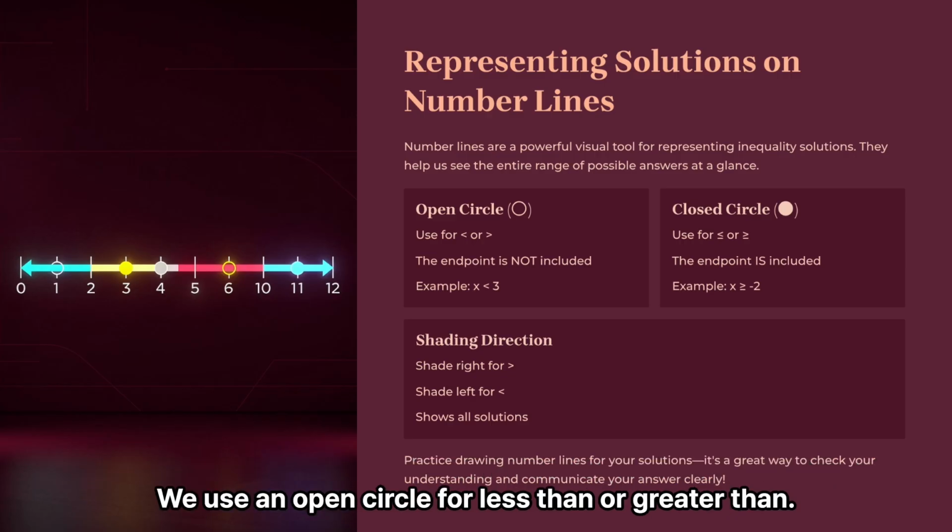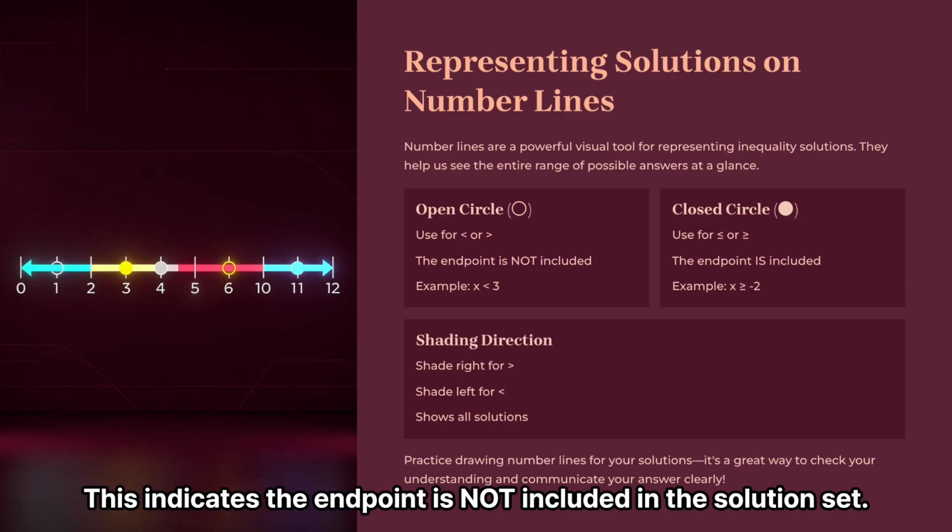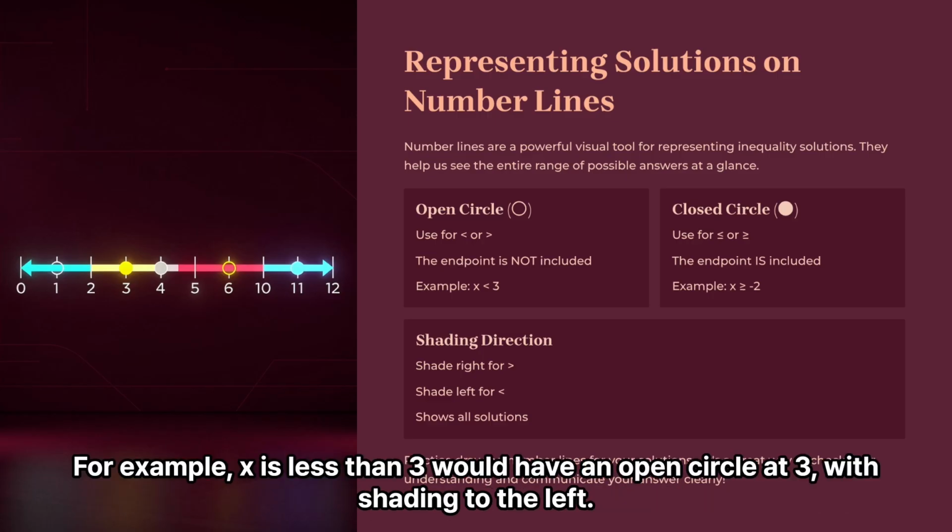We use an open circle for less than or greater than. This indicates the endpoint is not included in the solution set. For example, x is less than 3 would have an open circle at 3 with shading to the left.